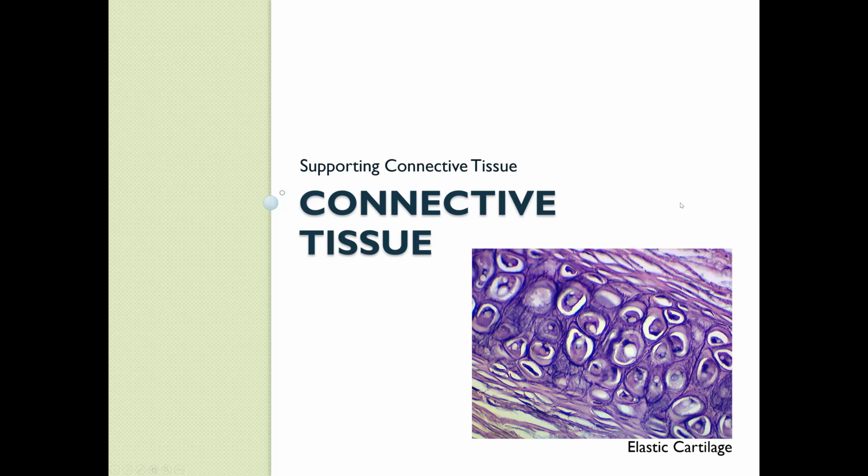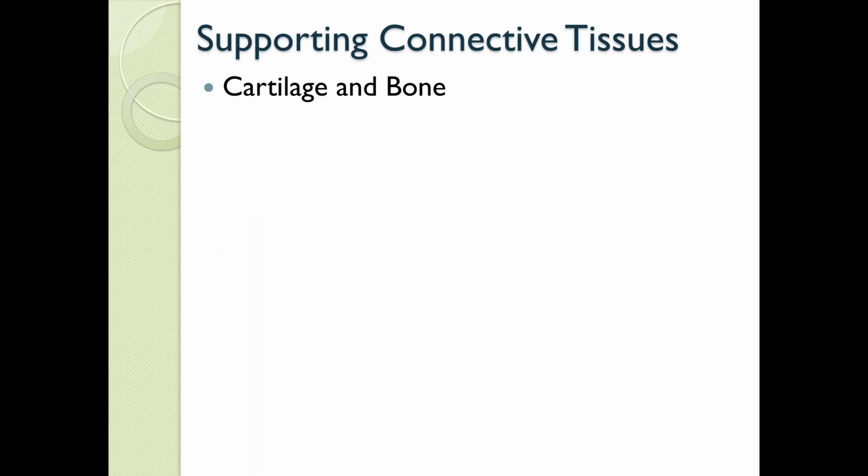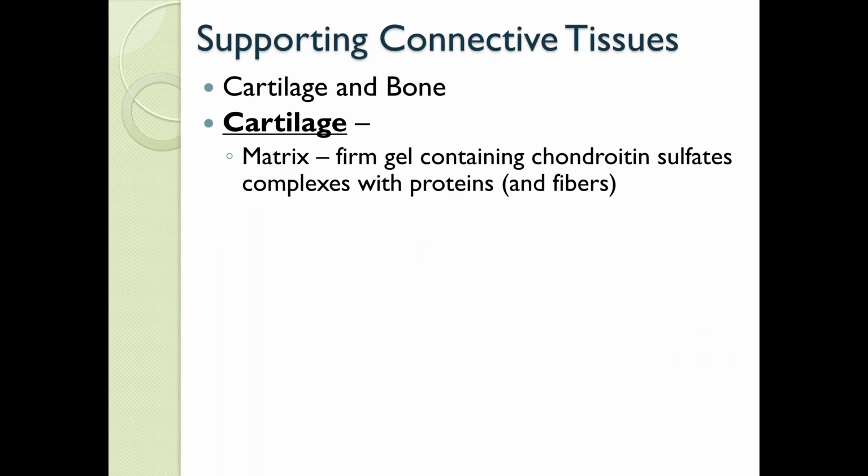In this section, we're going to look at supporting connective tissue, and this is an image of elastic cartilage. So supporting connective tissue is made up of cartilage and bone. Cartilage has a matrix which is composed of a firm gel that contains chondroitin sulfate complexes with proteins. And of course, there are also going to be fibers there. And in cartilage, you can find all three fiber types: collagen fibers, reticular fibers, and elastic fibers, depending on what type of cartilage it is.